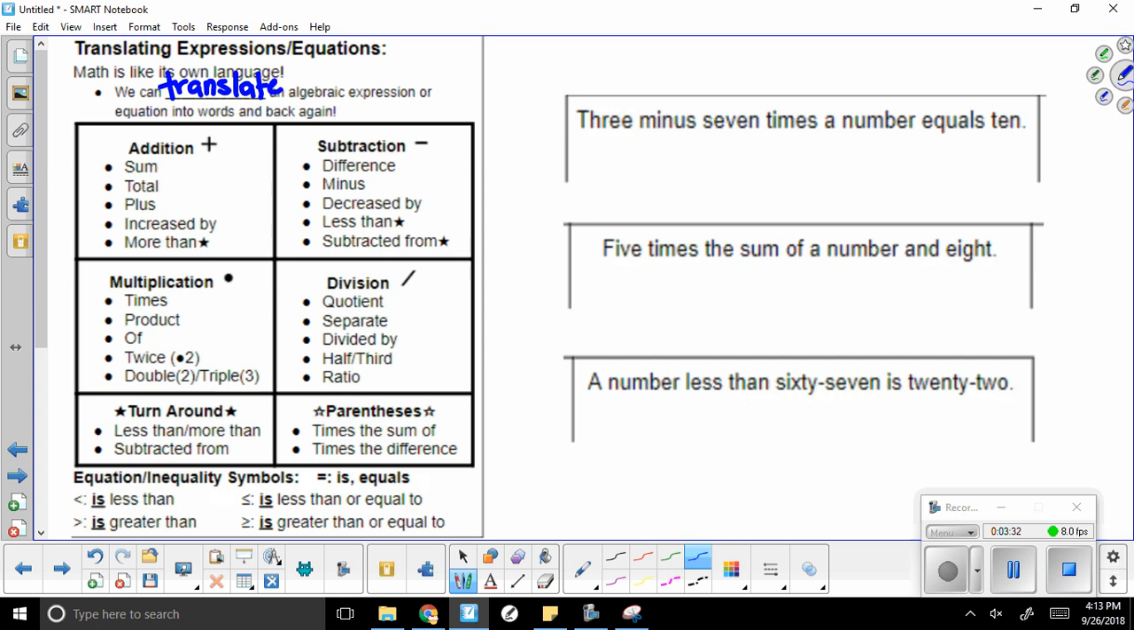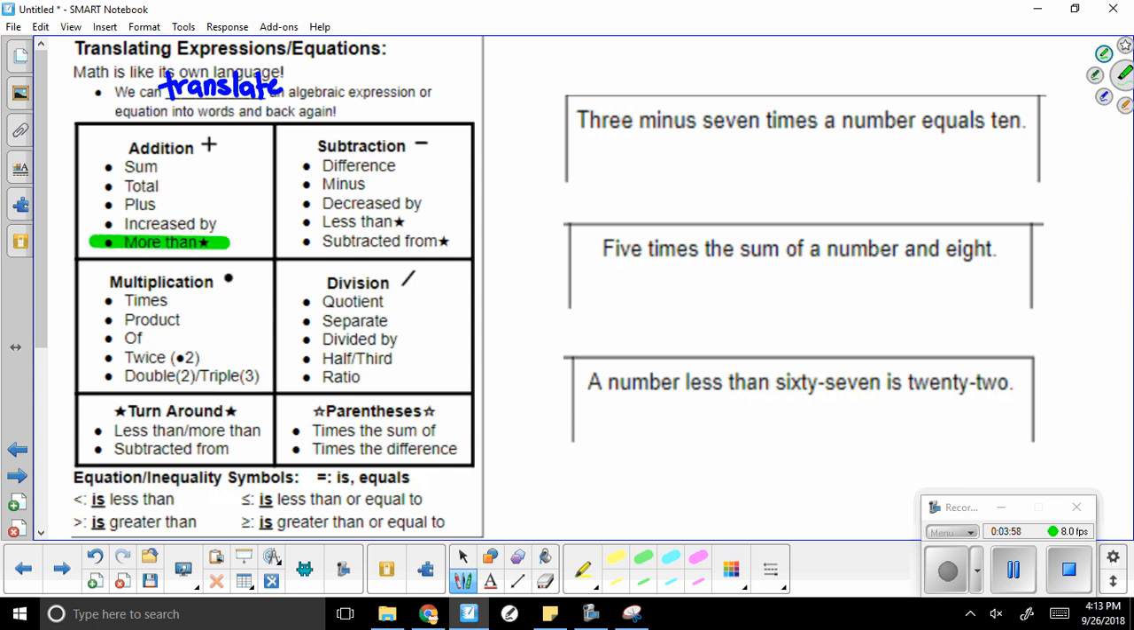So this chart right here has a lot of the common words that you will see when you're translating. These are clue words that can help you decide what operation you're doing, if you're adding, if you're subtracting, multiplying, or dividing. So that first box is all about addition. You'll see that we have sum, total, plus, increased by. And what's really important is that more than right there. Notice how that has a star next to it.